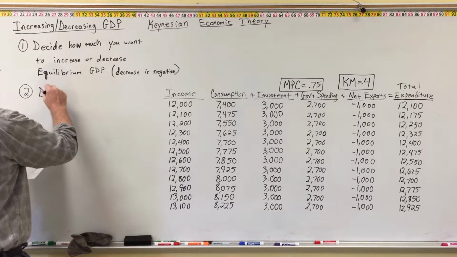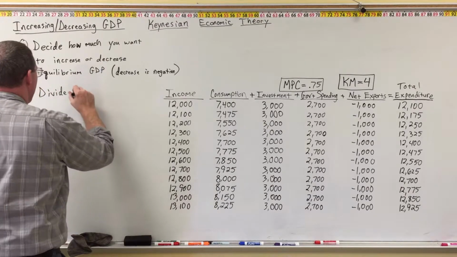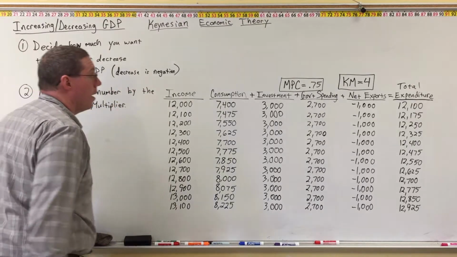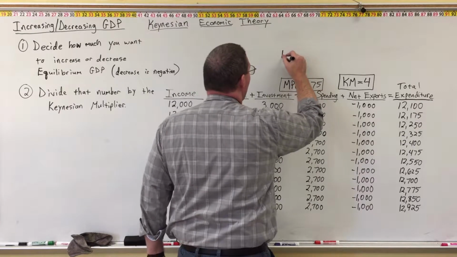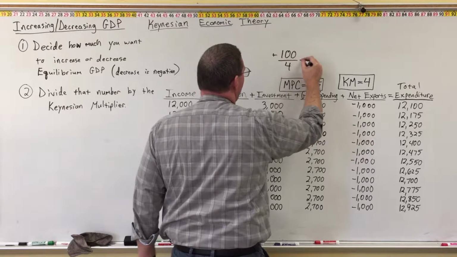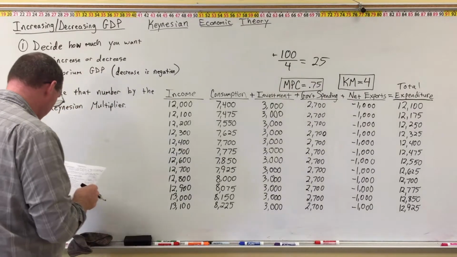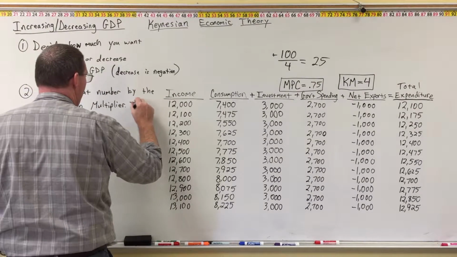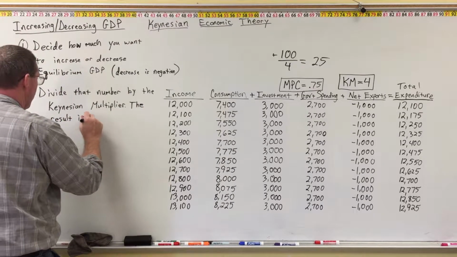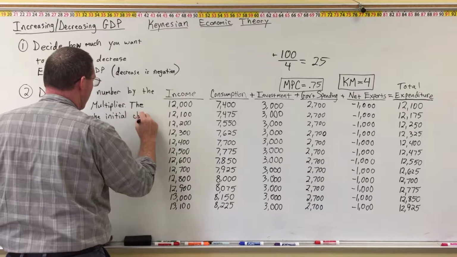Second thing you're going to do is divide that number by the Keynesian multiplier. And so the Keynesian multiplier is 4. So we want to make a positive 100 change. And so we're going to divide 100 by 4, and that gives us positive 25. That is our initial change. Okay? So the result is your initial change.